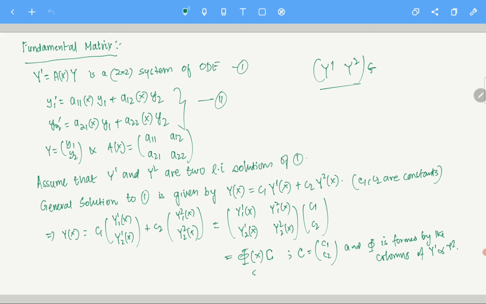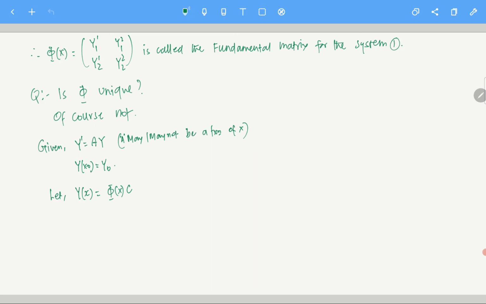One small detail I want you to understand: please don't write it as in one dimension, constant times a function phi. If you write c times phi, it does not make sense. Phi is a 2 cross 2 matrix, and c is a 2 cross 1 matrix, 2 rows and 1 column. So the matrix multiplication makes sense for phi of x times c, but c phi of x does not. So y of x equals phi of x times c is the general solution. Clear? Now that satisfies this equation.